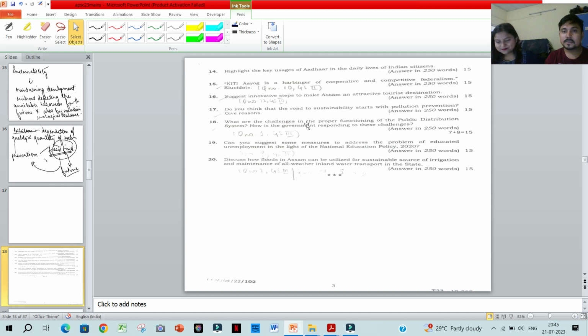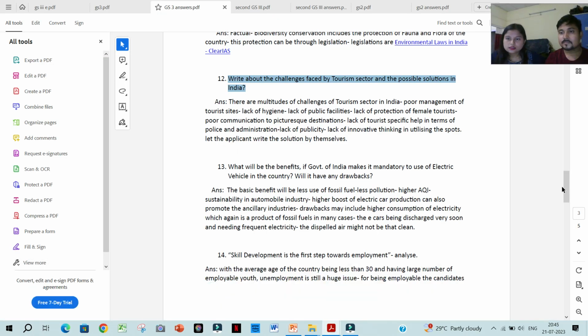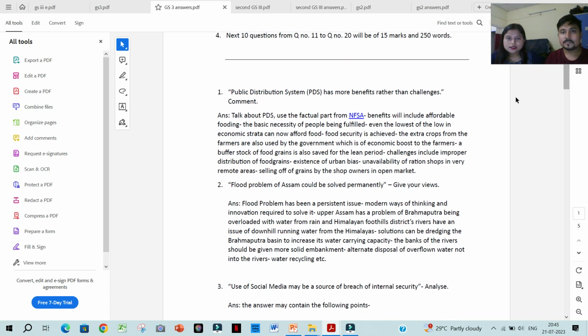And this one: what are the challenges in proper functioning of PDS or public distribution system? How is the government responding to these challenges? This is in fact the first question that we put up in GS3. Public distribution system has more benefits rather than challenges. And here they are asking what are the challenges?